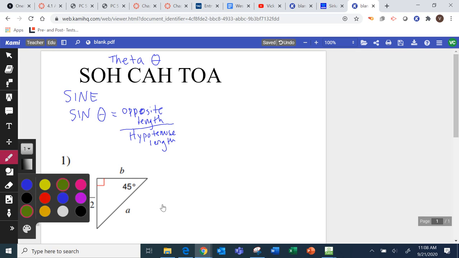In this picture we have a 45-degree angle. Opposite of 45 degrees is the side that does not touch that angle. There's two sides, B and A, that make that angle. The third side that does not touch the angle is the opposite, which is 2 square root 2. So we are finding the sine of 45 degrees.